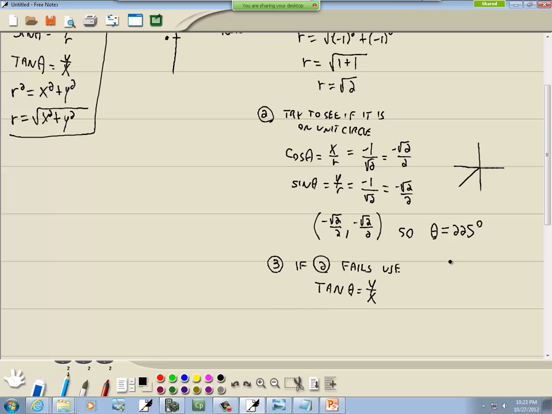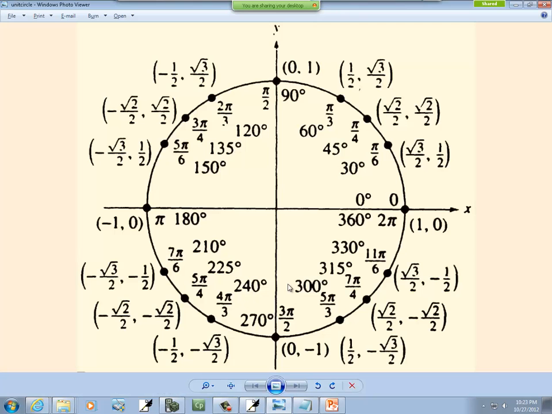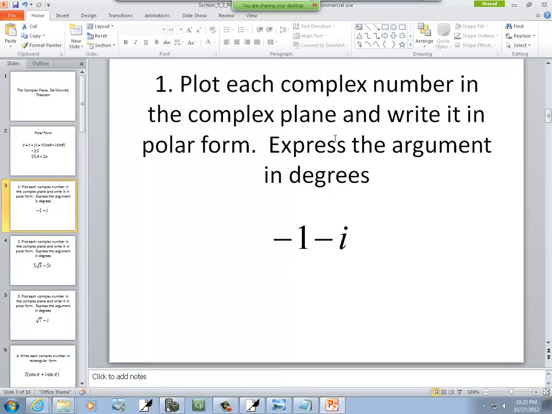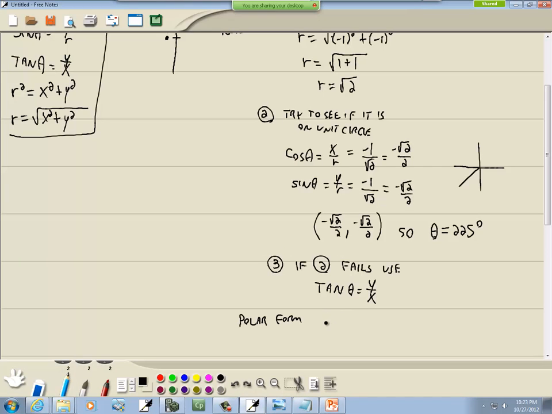But anyway, we found r, we found theta. Our polar form, which is what they're asking for in this problem, is r times cosine theta plus i sine theta. r we said was the square root of 2. Cosine of 225 degrees plus i sine of 225 degrees. And that's our answer.